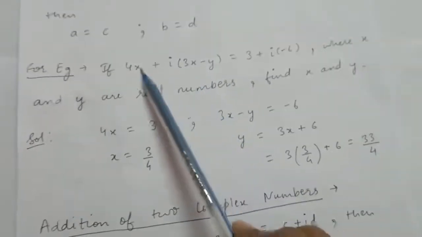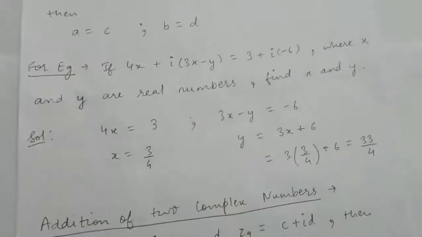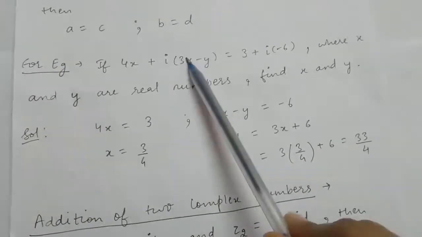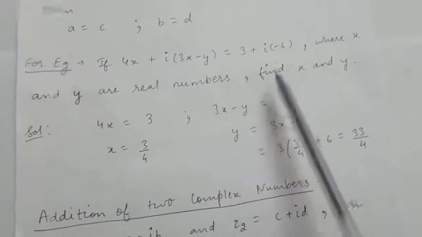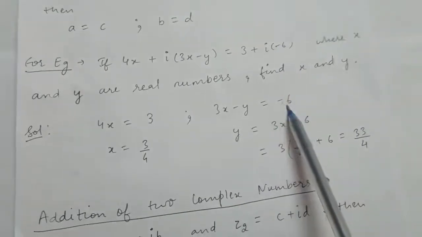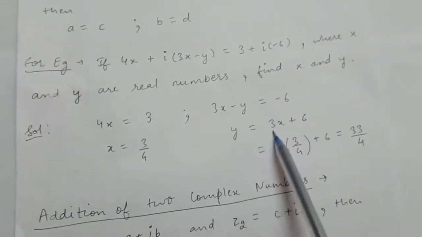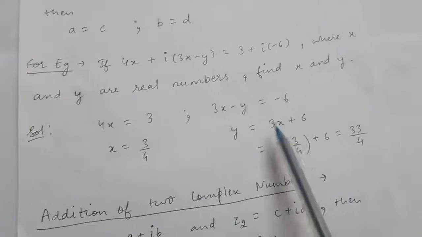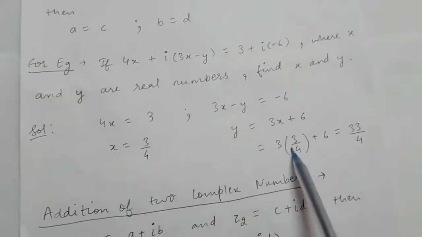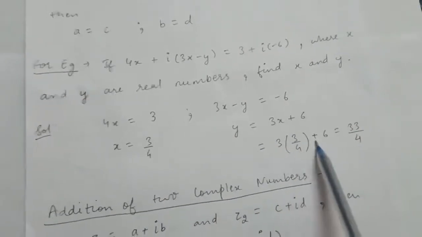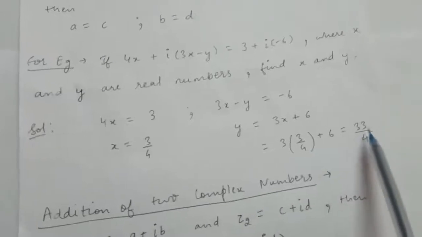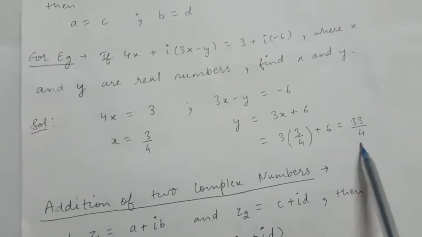The imaginary part of this complex number is the number multiplied with iota, which is 3x minus y, and from here the imaginary part is minus 6. So y is equal to 3x plus 6 and x is given as 3 by 4. So 3 into 3 by 4 plus 6, you will get 33 by 4, right?